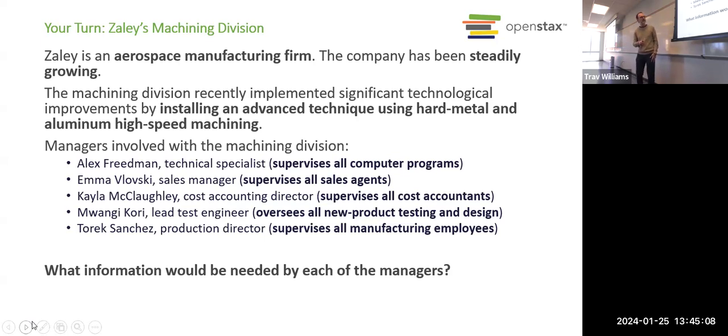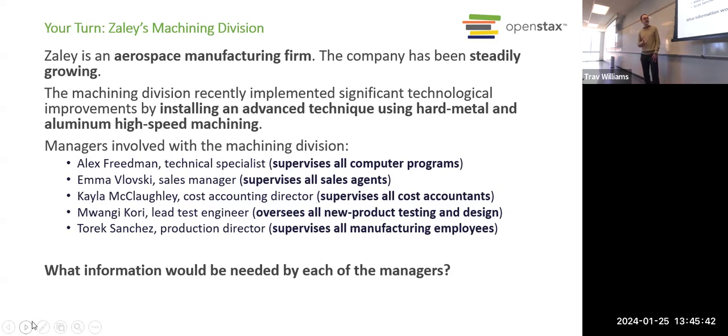These are good points. Mwangi oversees new product testing and design. So what information would be needed for product testing and design? Is that feedback? Okay. Are the products working? What else? Do people like the designs, right? You can do some market tests. How many products are they developing? What products are we developing? For the cost. The cost, yeah, of course.